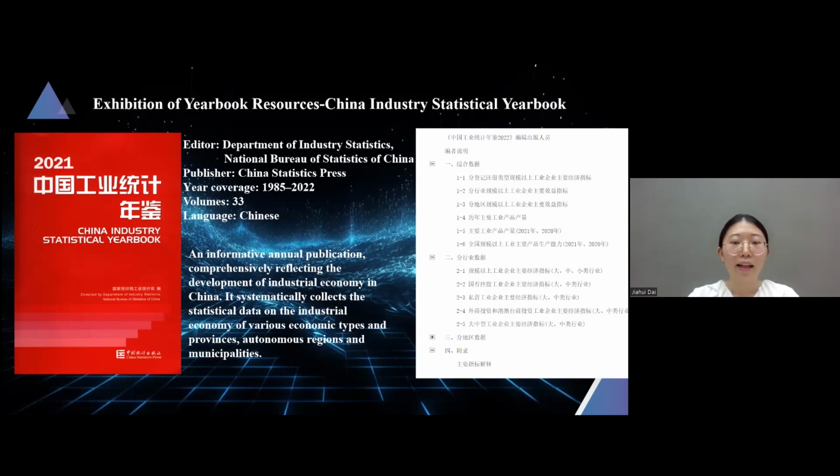It systematically collects the statistical data on the industrial economy of various economic types and provinces, autonomous regions, and municipalities. We can search the major economic indicators of industrial enterprises above designated size, state-owned industrial enterprises, and private industrial enterprises.